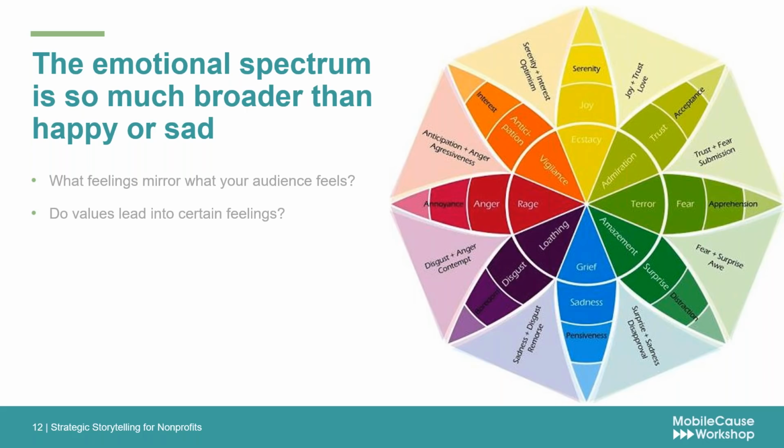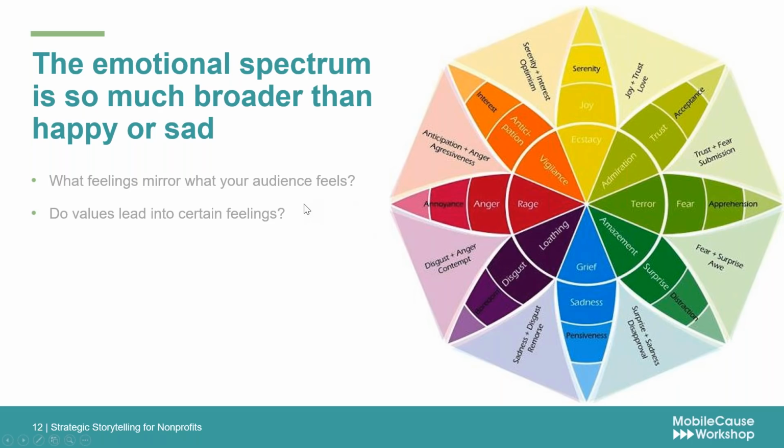And so I think just thinking about what are the primary and secondary or even tertiary emotional experiences that people are having around the issues that your organization is working on will lead you to telling much more nuanced and interesting stories that tap into all those different emotional experiences that your audience may be having. A couple of other questions you can consider as well.